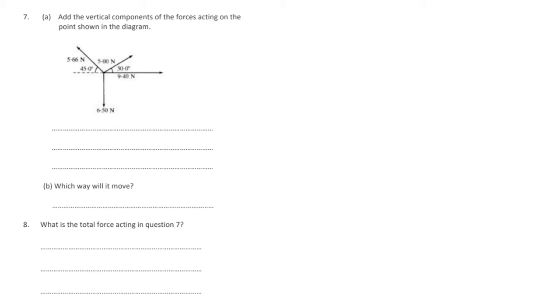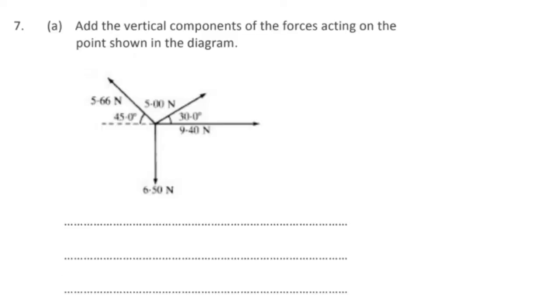In this video, we're going to be looking at question 7, part A and B, and question 8, because they both deal with the same scenario. So, starting off with question 7, we're looking at the vertical components of the four vectors, vector A, B, C, and D. So we're going to use a bit of trig.